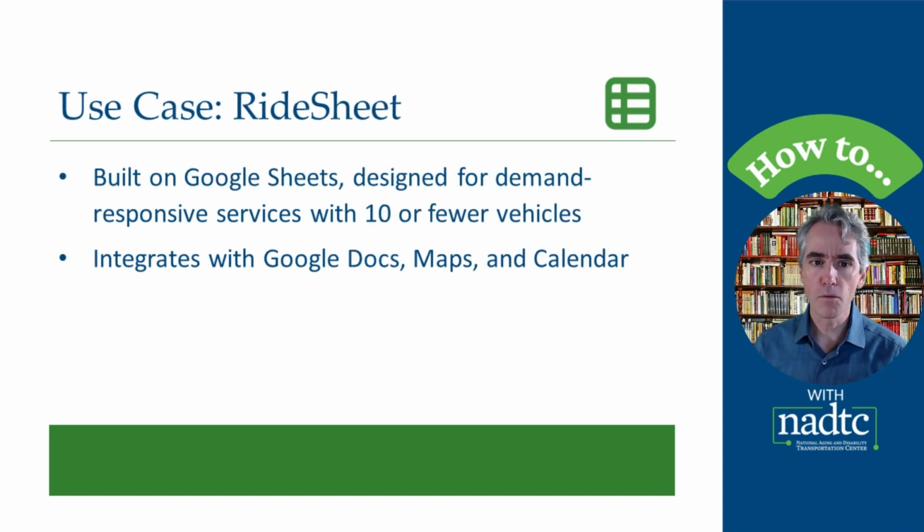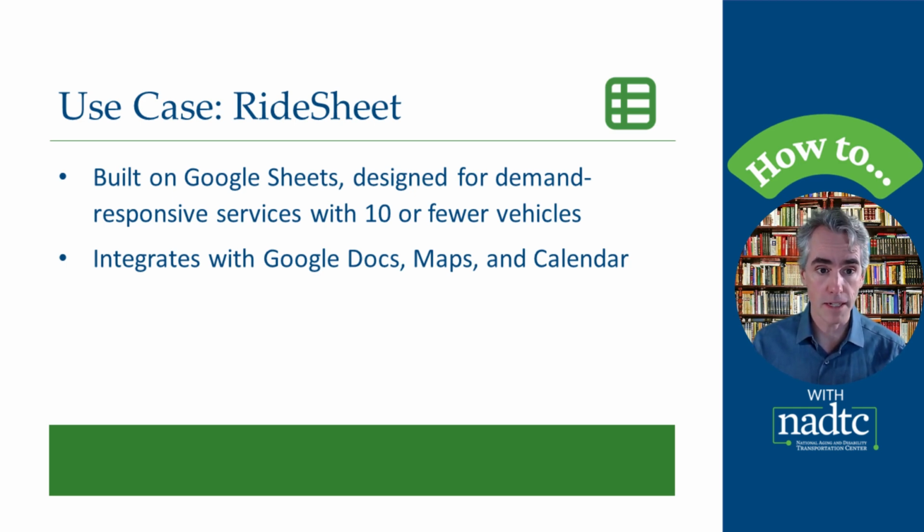Now, let me give one brief example of a data tracking system that takes advantage of these features. RideSheet is a Google Sheets-based data tracking system for small, demand-responsive transportation services. It was created by my company, FullPath, with a grant from the AARP Public Policy Institute. It tracks all the essential items that you need to be tracking when you're operating a small service like that: vehicles, drivers, riders, and trip requests.